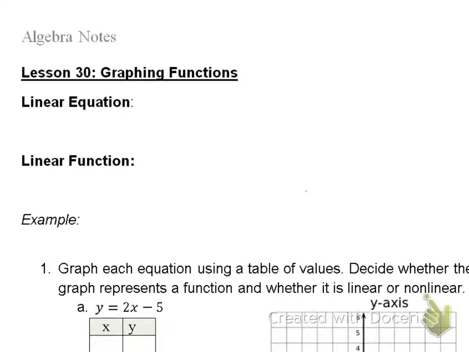Welcome to Lesson 30, Graphing Functions for Mrs. Boyle's math class. We're going to start off by just talking about what a linear equation is.